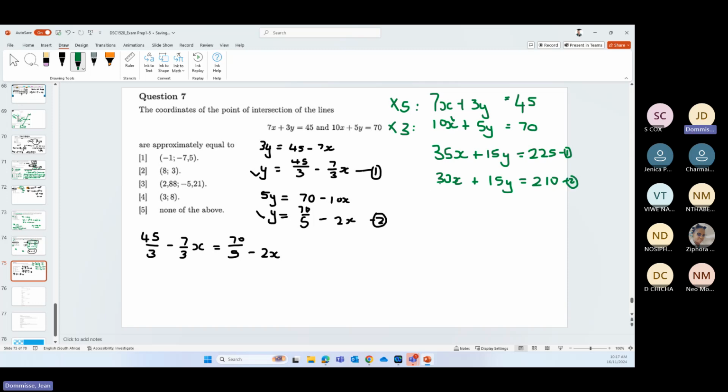So 35 minus 50 is 5x. 15y minus 15y is 0. 225 minus 210 is 15. So x is 3.